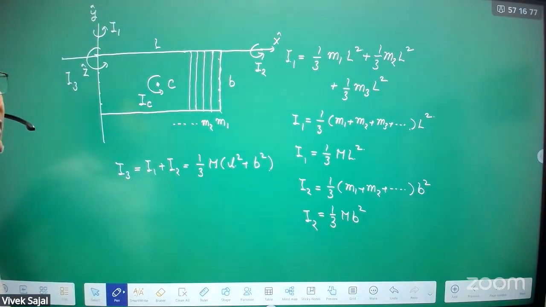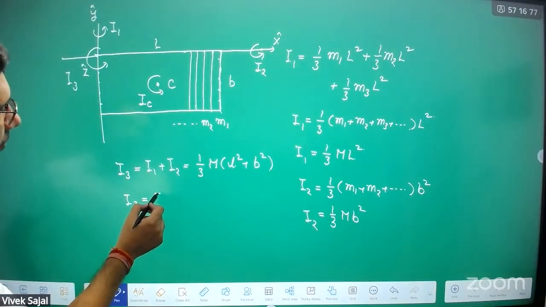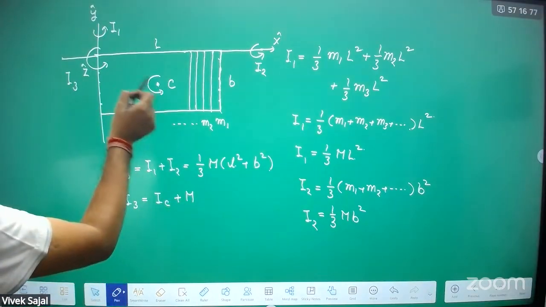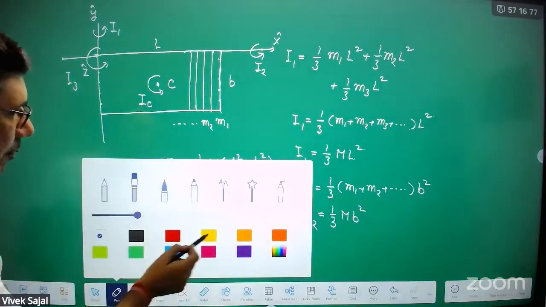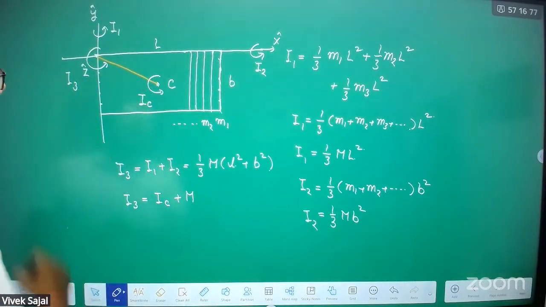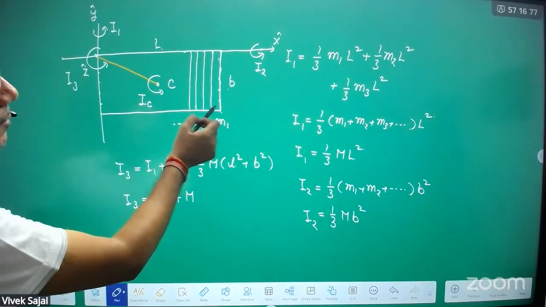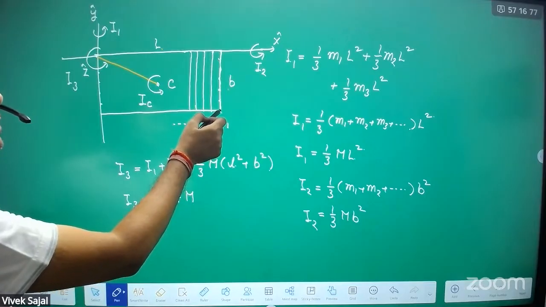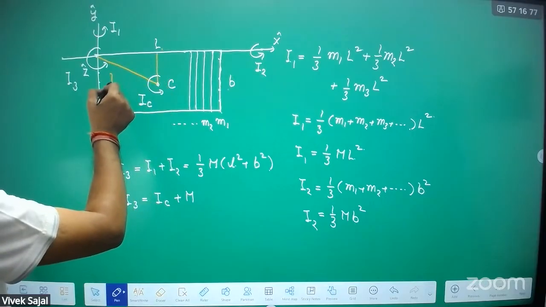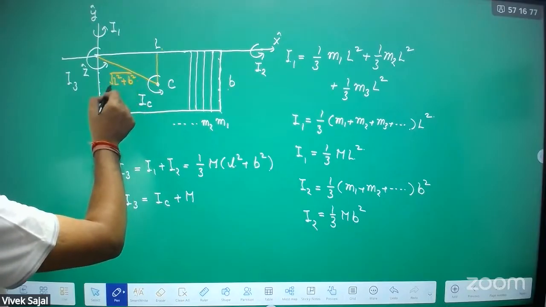How much will it be? You want to find IC. So what will be my formula? I3 will be equal to IC plus the mass of this rectangular plate into this distance squared. I'm drawing this distance. How much will this be, beta? This is L square, B square, so this will be the diameter, the square root of L square plus B square. So this distance will be the square root of L square plus B square divided by 2.